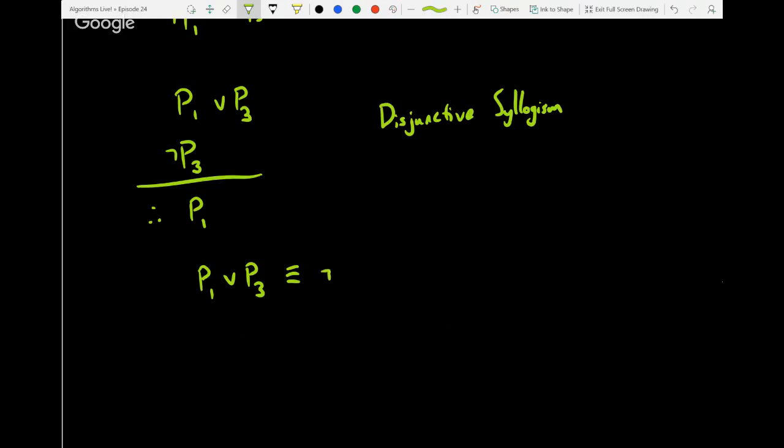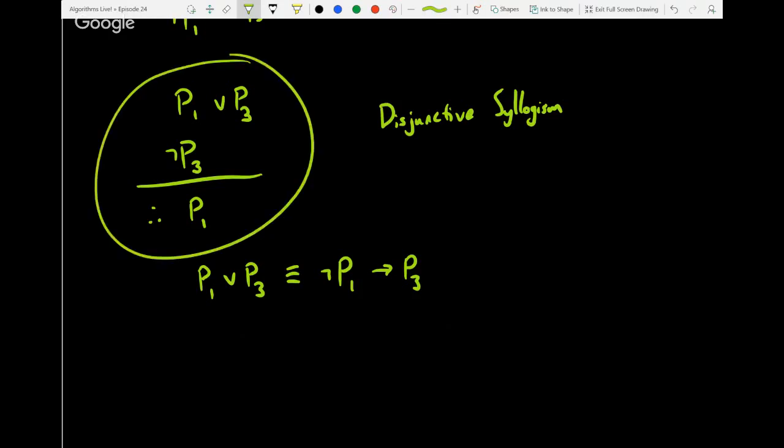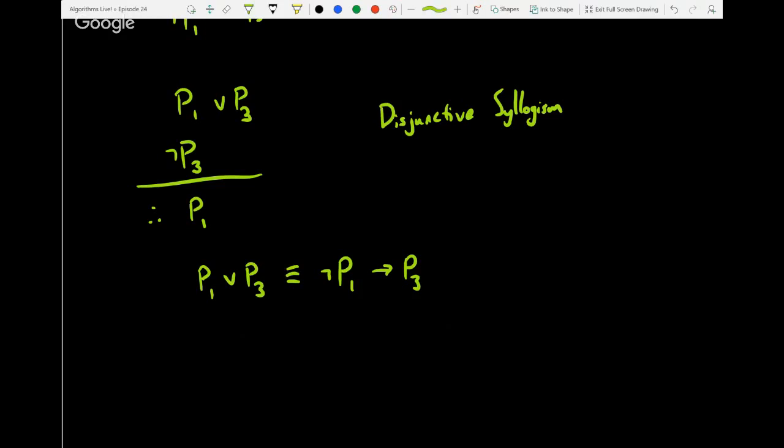And if you write a truth table for these, so you could go to the Rosen book and figure out how to do that if you're not familiar. But these are equivalent statements. So if you know P1 is true or P3 is true, then you know if not P1 is true, you can deduce P3, which is exactly what this is kind of saying, right?